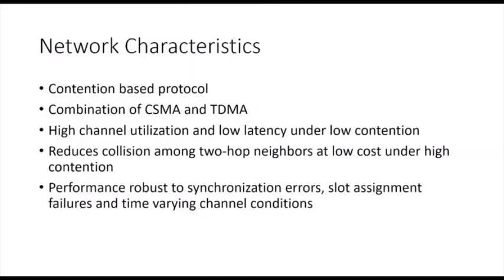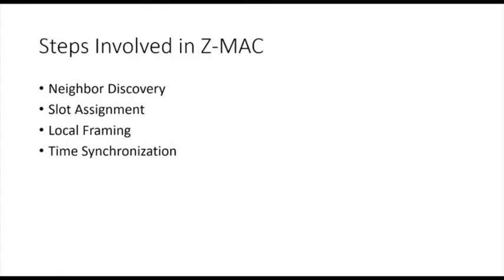ZMAC is a network protocol for wireless sensor networks. It is a contention-based protocol which is a combination of CSMA and TDMA. Under low contention, it focuses on high channel utilization, and under high contention, it acts like TDMA and focuses on reducing collision among two hop networks.